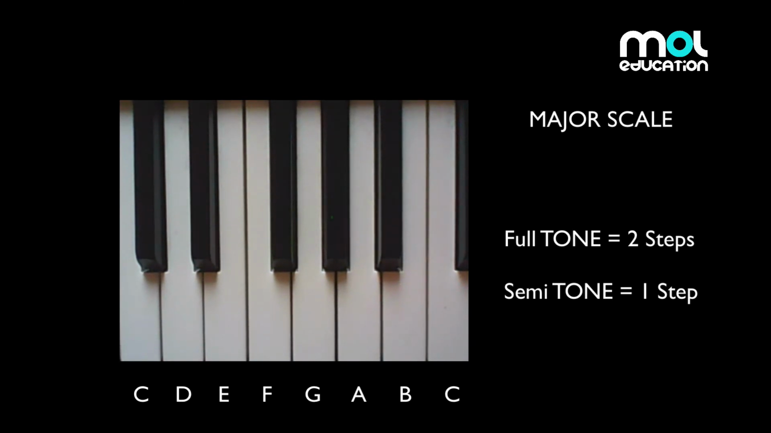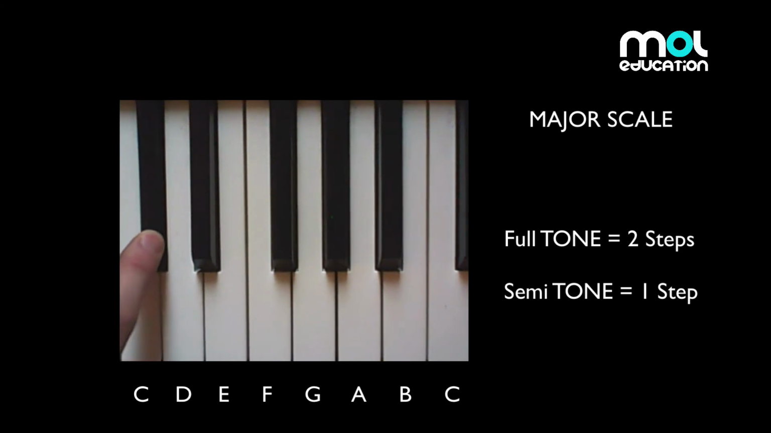One's going to be a full tone, which is actually 2 steps. So from a C, a full tone is going to go 1, 2. So a full tone from a C is a D. Then you've got a semitone step, which is just half of that, which is just 1 increment up on the keyboard. So from the C, a semitone up is going to go to the C sharp.